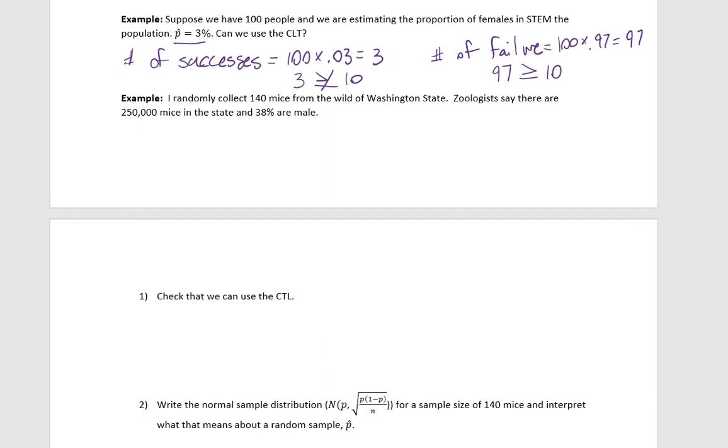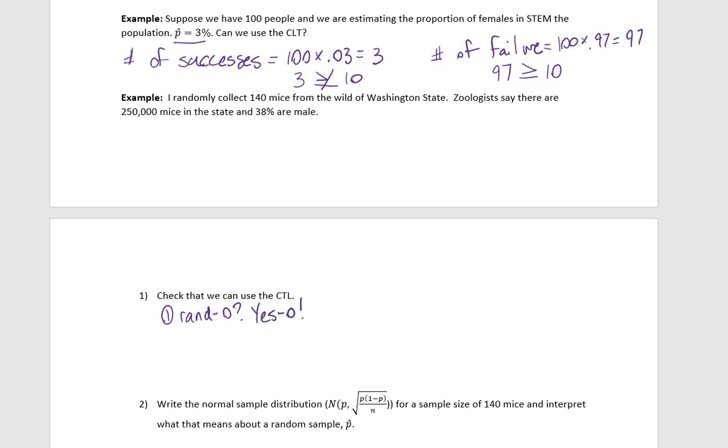Okay. So let's check out this next example. So I randomly collect 140 mice from the wild of Washington State. Zoologists say there's about 250,000 mice in the state and that 38% are male. So let's check and see that we can use the central limit theorem. So remember, first off, was it random? So, yes, we know it was random because it was stated in the problem. Okay, I said I randomly collected these mice.